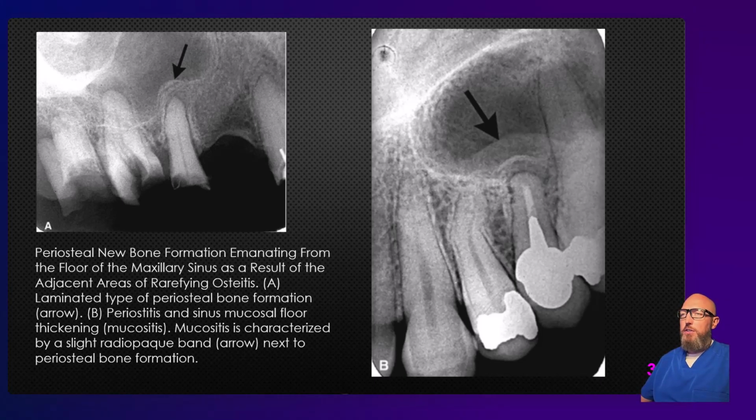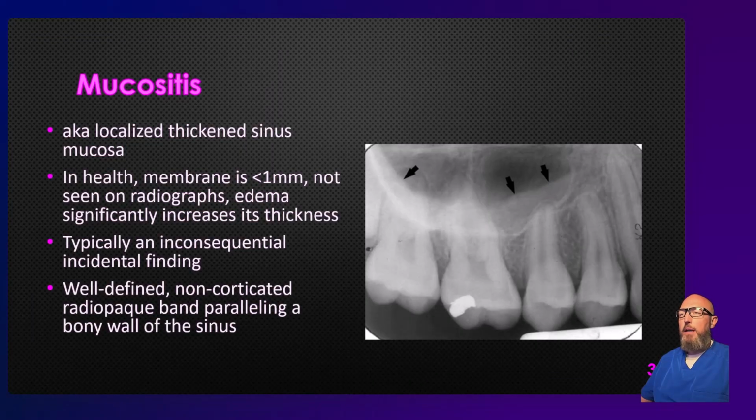You may see changes. So this shows some sclerosis, kind of like our condensing osteitis, but extending into the sinus. And this one shows the border of the lesion here. It's just a small periapical lesion. But what's the arrow indicating? Well, this is just mucosal thickening. And mucosal thickening in response to any inflammation, we're going to call mucositis. We'll talk more about that on this slide.